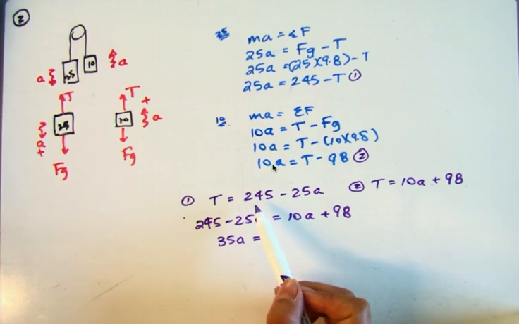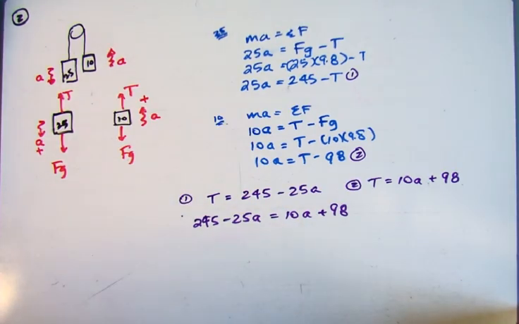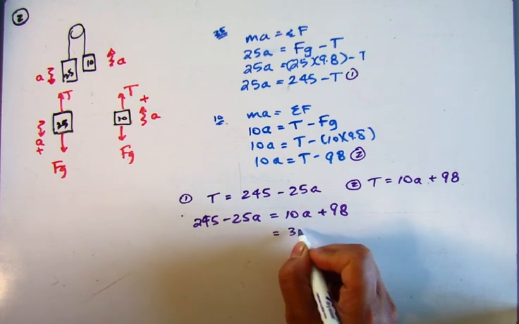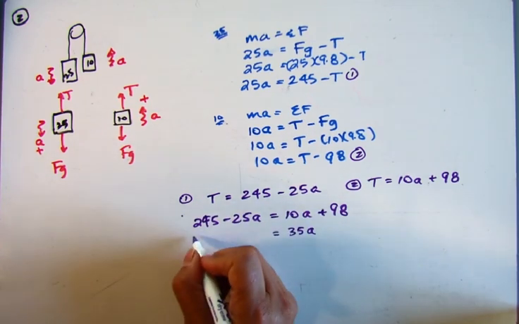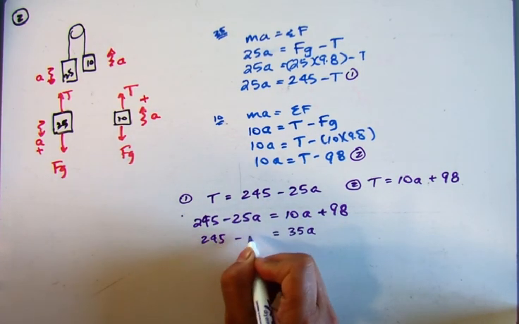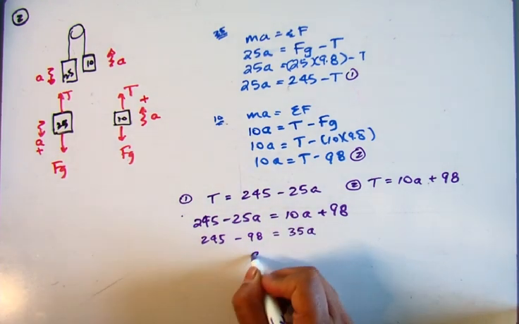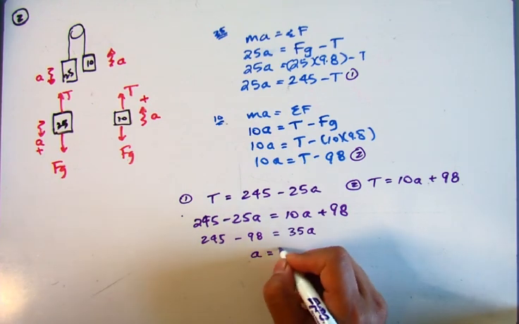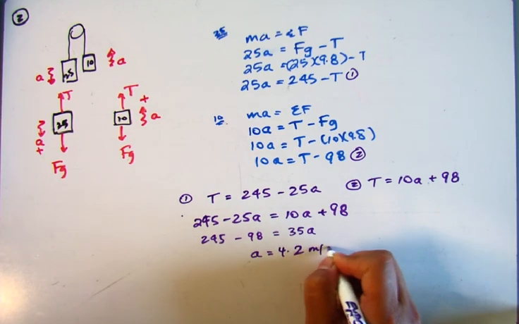Solving this equation, taking the 25a over, I get 35a, and on this side it becomes 245 minus 98. So a equals (245 minus 98) divided by 35, that equals 4.2 meters per second squared.